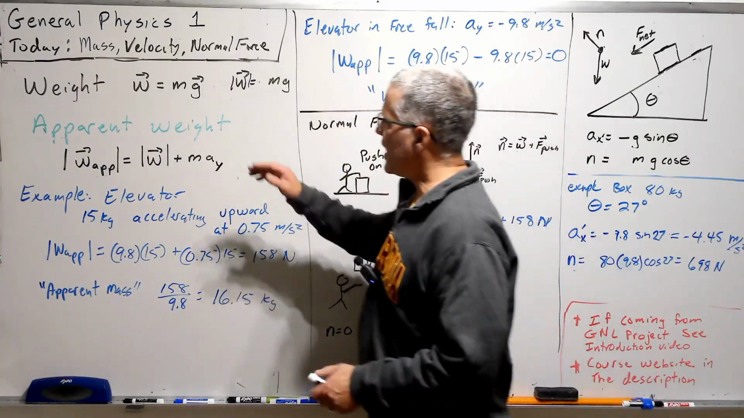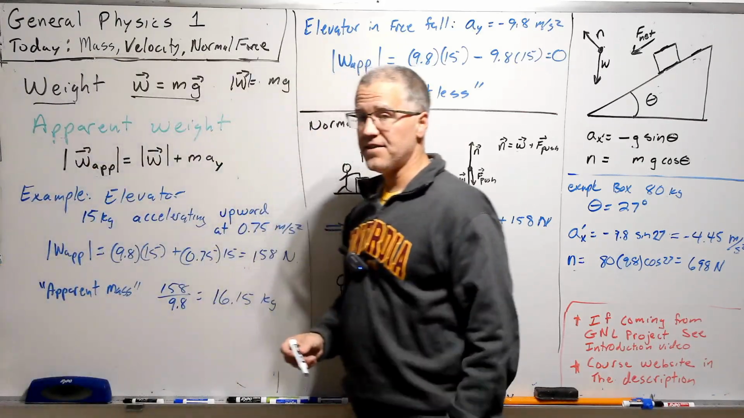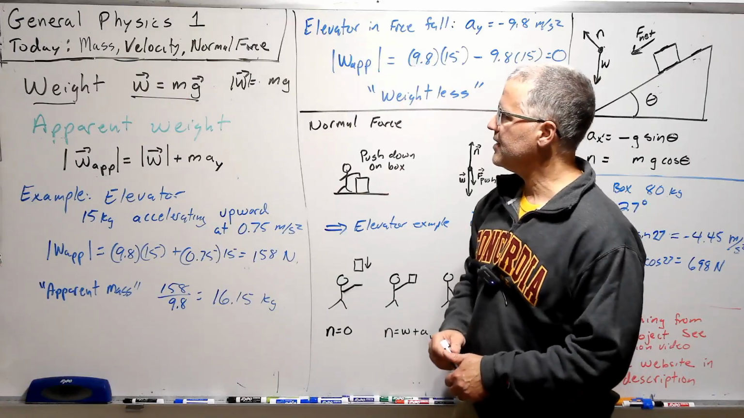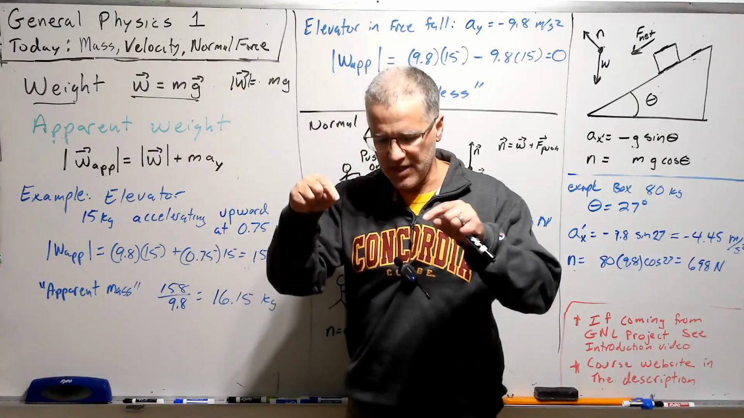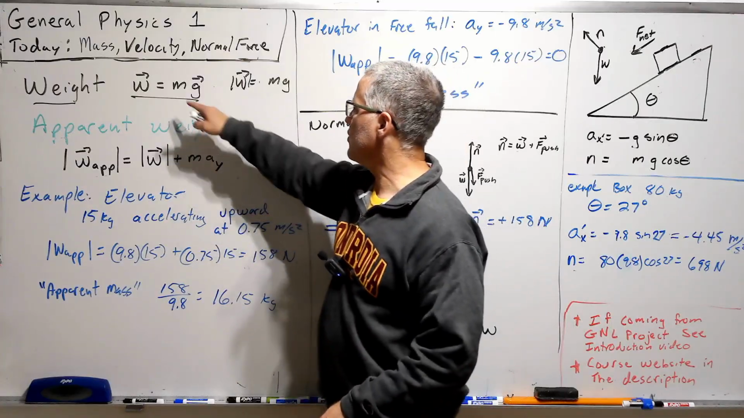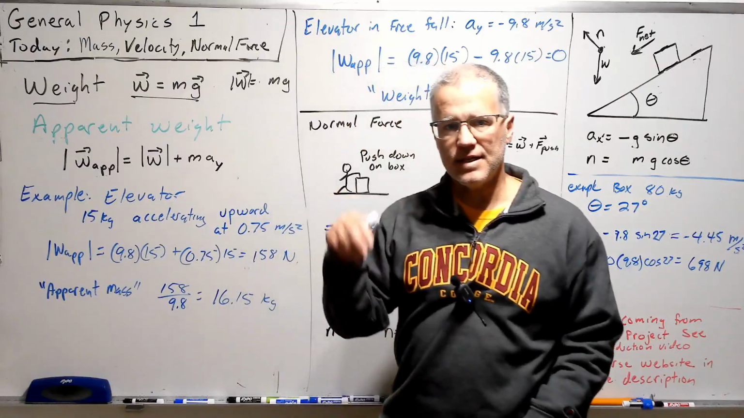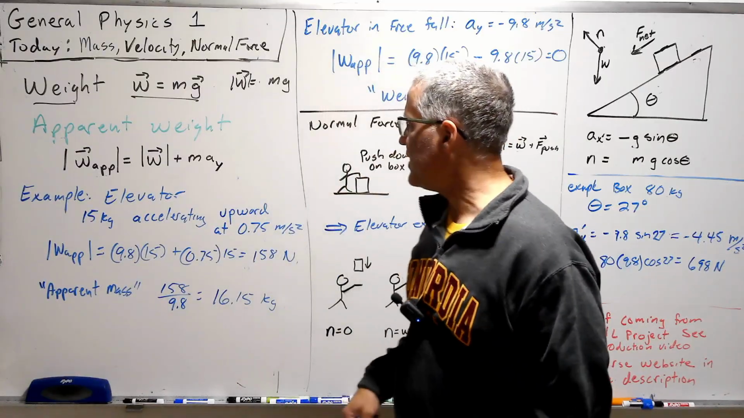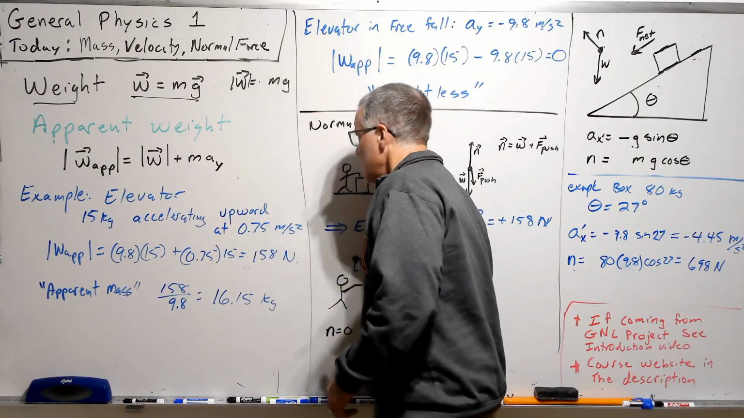Okay, well, we've talked about weight before, and we know that weight as a vector is mass times the acceleration. Here, this vector g means 9.8 meters per second squared downward. And so the magnitude of the weight is mg, and its direction is pointed downward, as we've been using in a number of problems already.